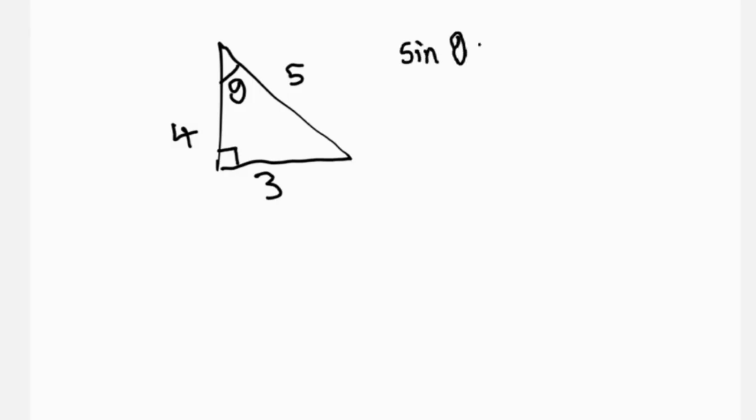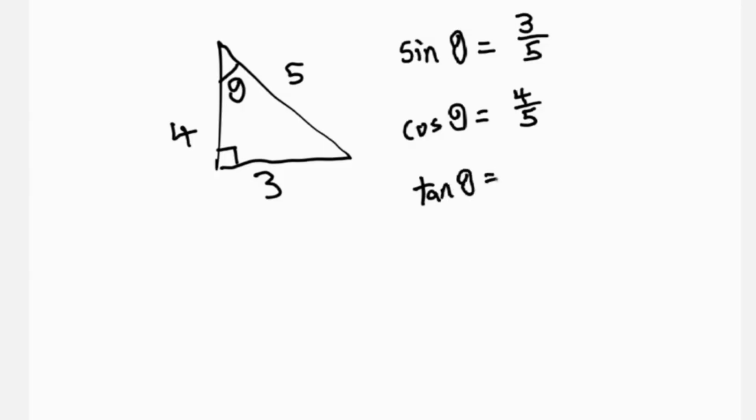Now let's try to use this with a triangle with labeled sides. Let's say this triangle has lengths 3, 4, and 5, and that this is theta. Sine theta will be equal to opposite over hypotenuse, or 3 over 5. Cosine theta is adjacent over hypotenuse, or 4 over 5. And tangent theta is opposite over adjacent, or 3/4.